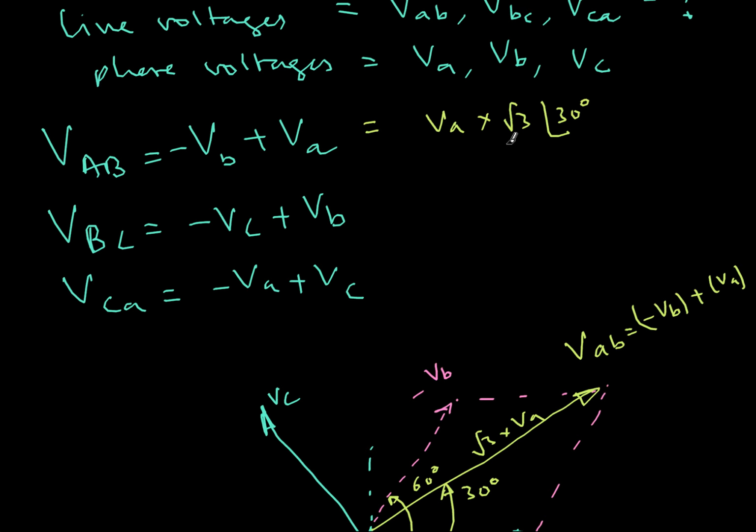If I multiply with this particular complex number, VA is already a vector, so whatever the magnitude is gets multiplied by root 3 times, and whatever the earlier angle was, that angle will add 30 degrees. Then I'll get VAB. Similarly, you can notice VBC will be whatever VB is, times root 3 angle 30 degrees. If I do this, I'll get exactly the same as VBC.